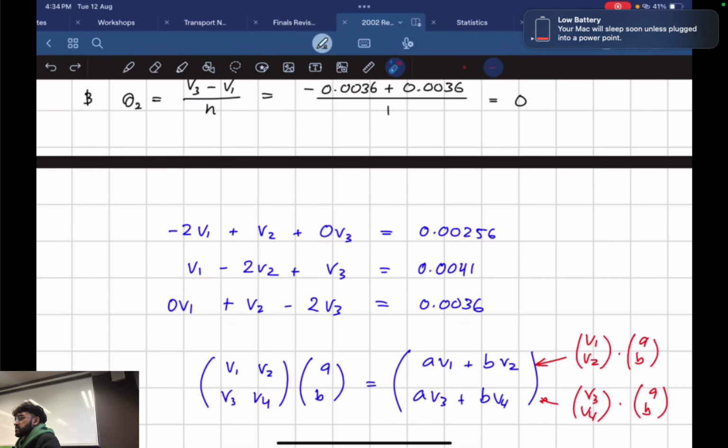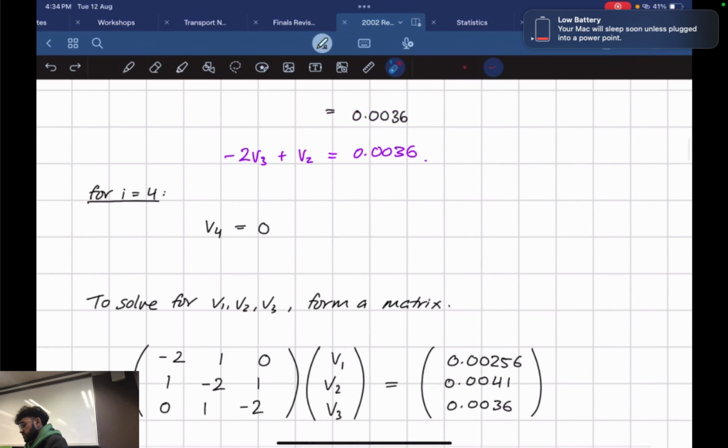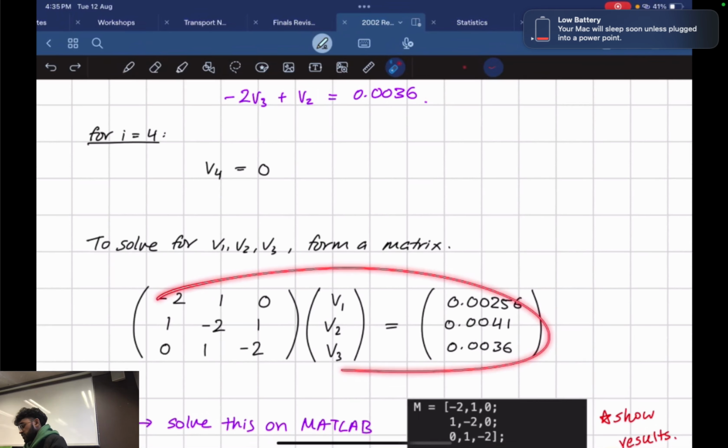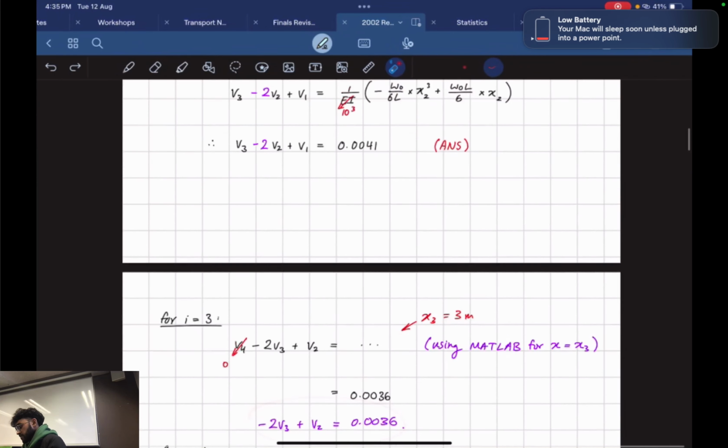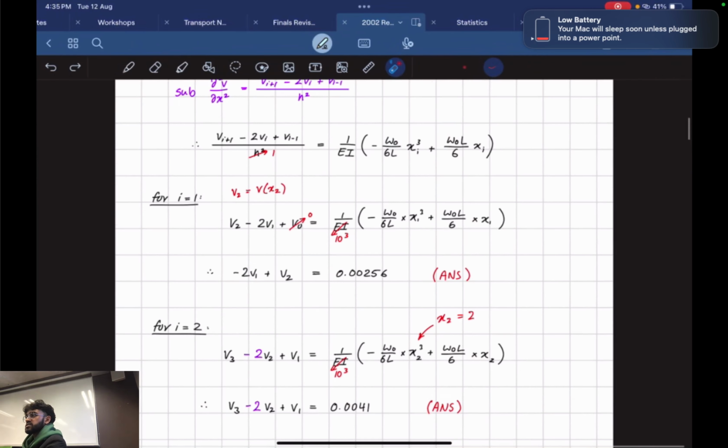So why are we constructing this matrix? It's because you can't solve these three equations that easily. It's solving three simultaneous equations together.